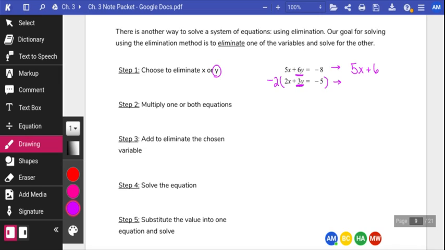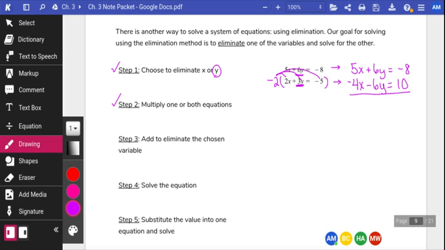So now I'm going to rewrite the first equation just as I see it. And I'm going to rewrite the second equation, but I'm going to multiply everything by negative 2. So negative 2 times 2x is negative 4x. Negative 2 times 3y is negative 6y equals, and then negative 2 times negative 5 is a positive 10. So I just finished step 2.